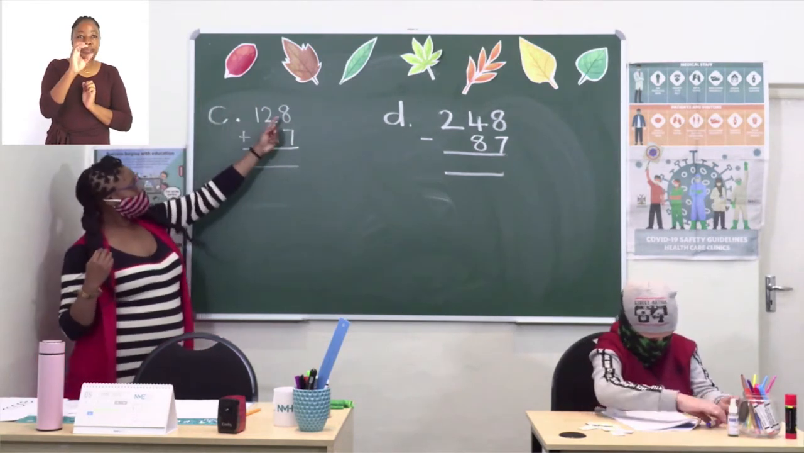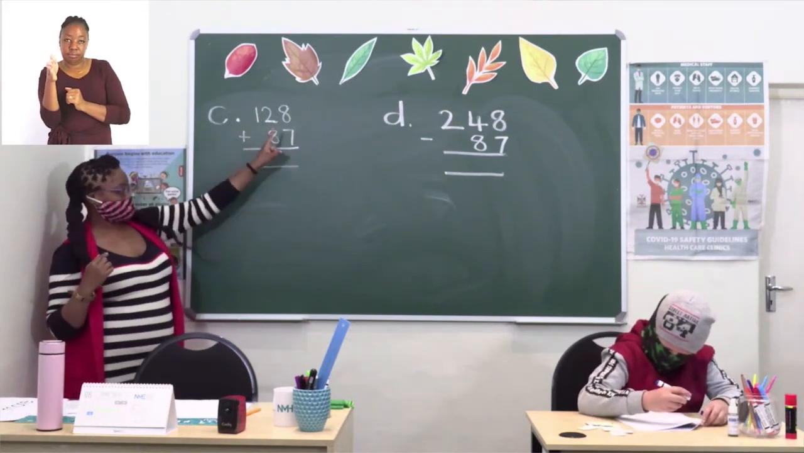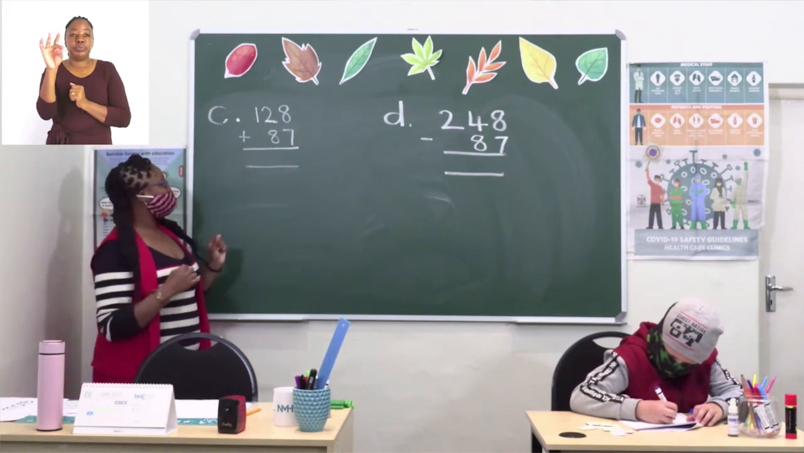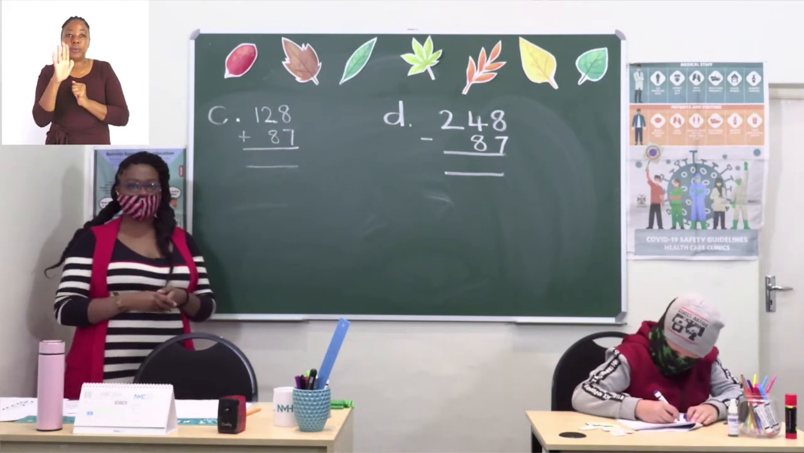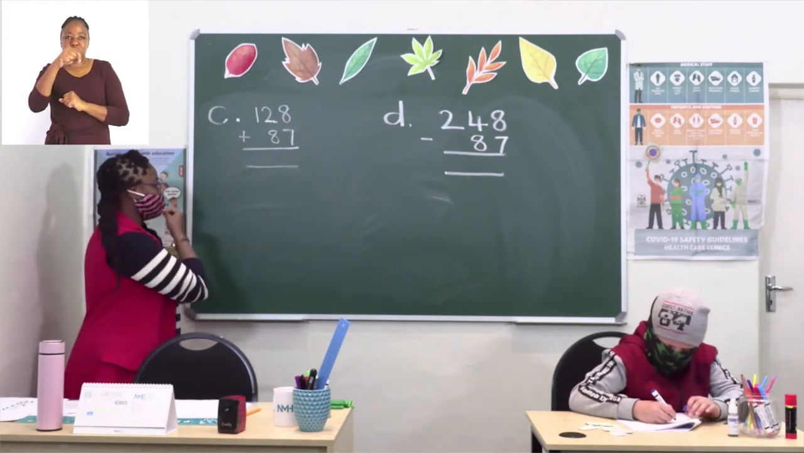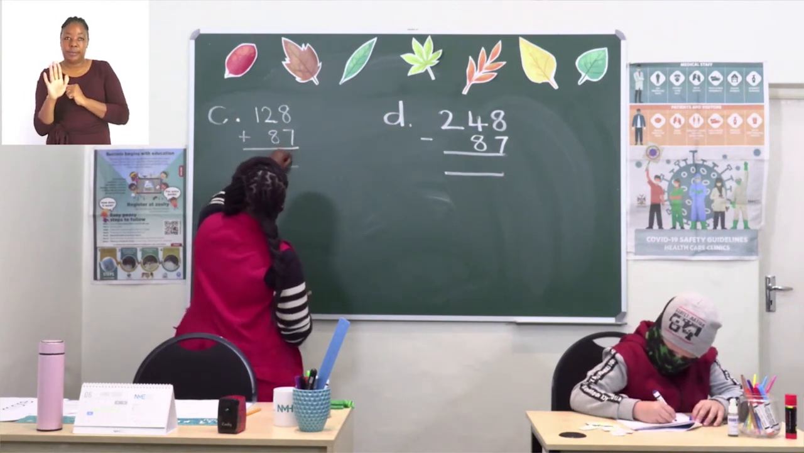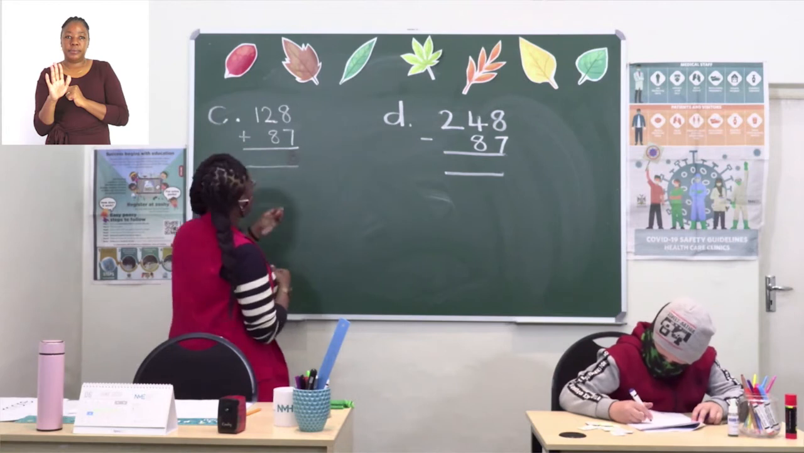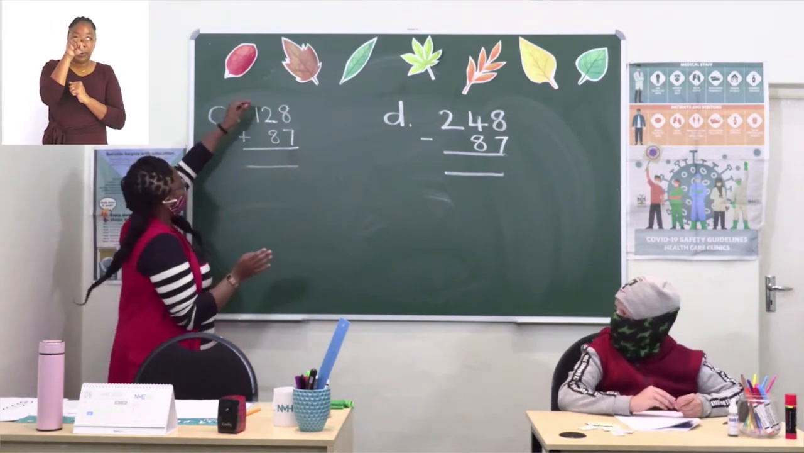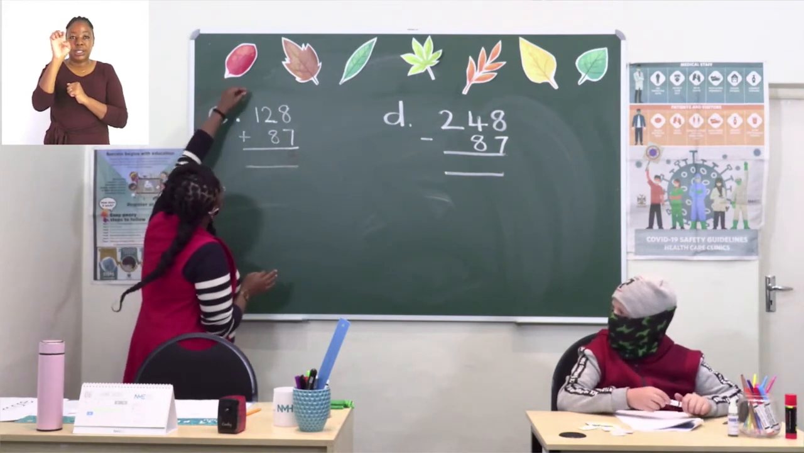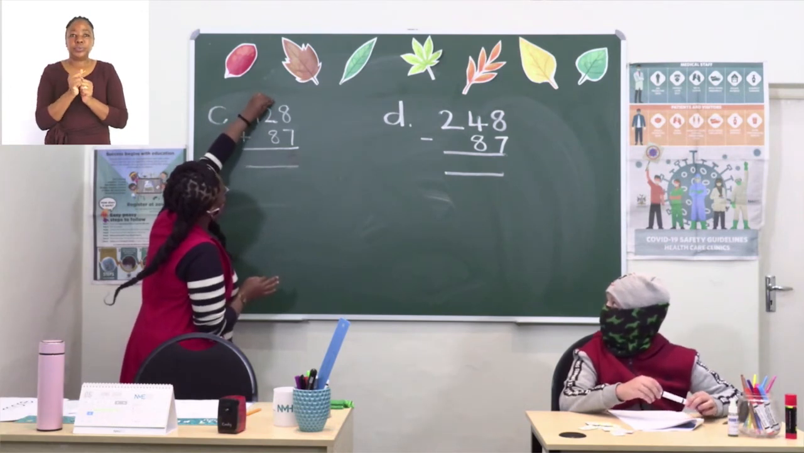So we are starting from 8. And we say 8 plus 7. 8 plus 7 is 15. But we can't write the number 15. We can only write one digit. So we write the number 5. And we carry on our number 1 to the next digit right here. So our 2 becomes a 3. So we're going to add a little 1 here.